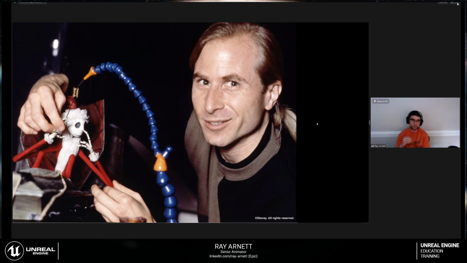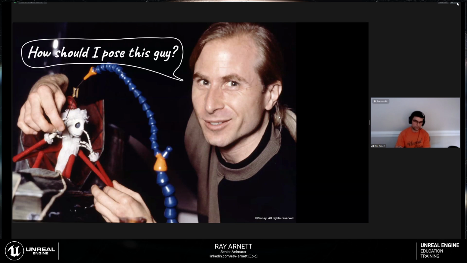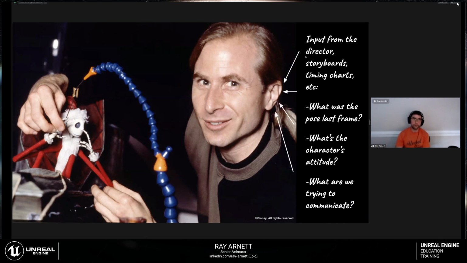The animation blueprint is going to take all these inputs and spit out a pose. So this guy is saying, how should I pose this guy? And he's getting input from the director, from storyboards, from timing charts. He's got to think about what pose he's coming from, how fast this action is. All these things are going to influence and determine what the pose on this frame should look like.